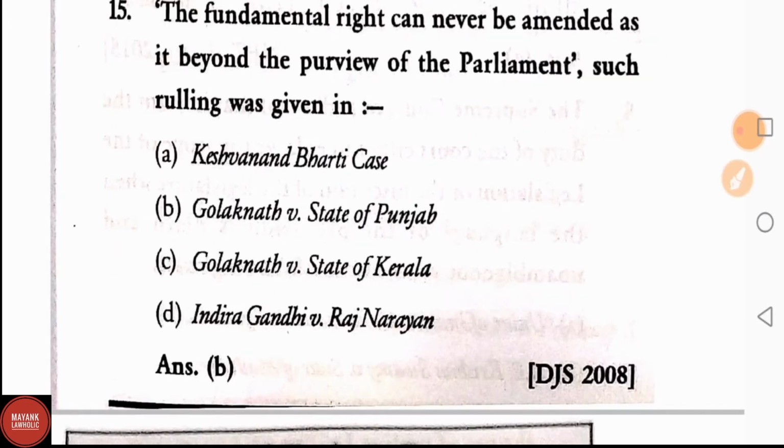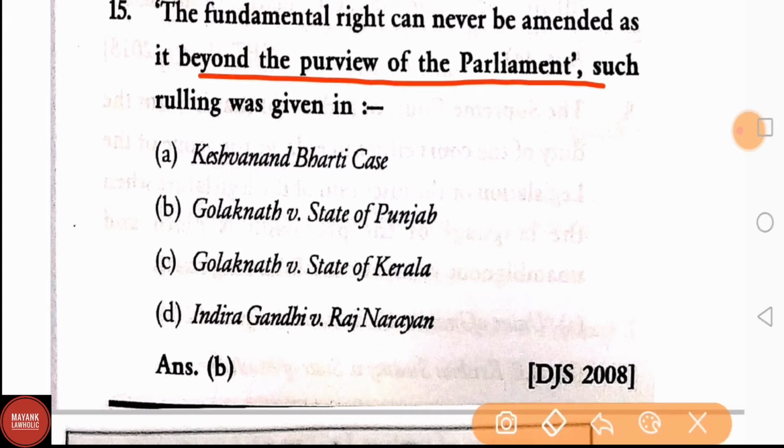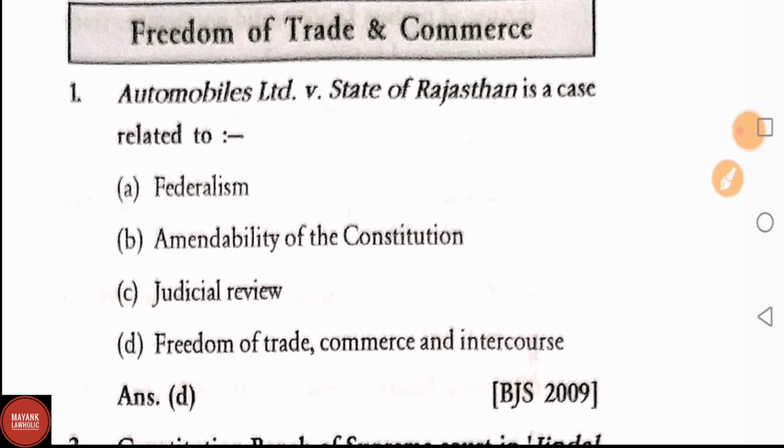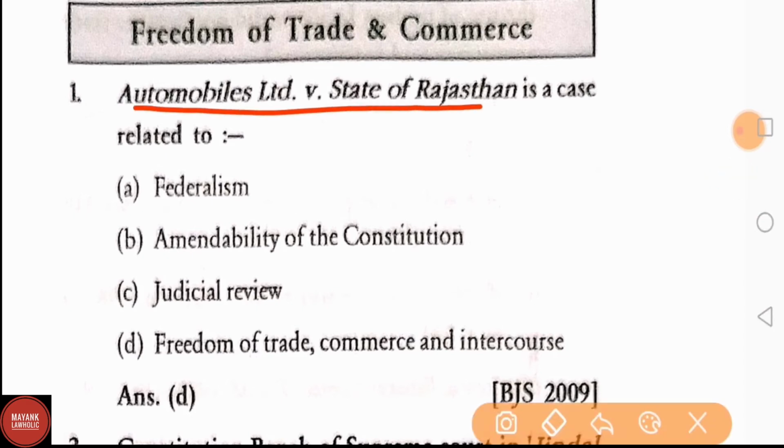Question number 15. The fundamental rights can never be amended as it is beyond the purview of the Parliament. Such ruling was given in Golaknath versus State of Punjab. Now let us see a few questions related to freedom of trade and commerce. Question number 1. Automobiles Limited versus State of Rajasthan is a case related to freedom of trade, commerce and intercourse.